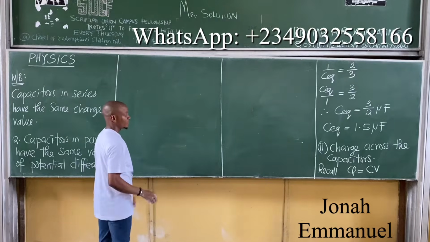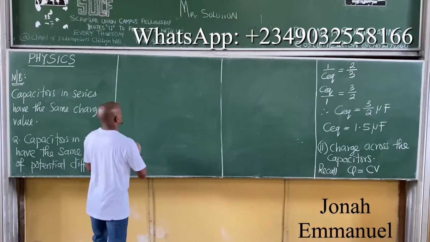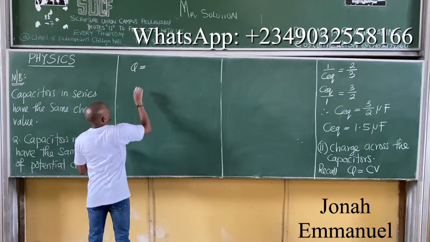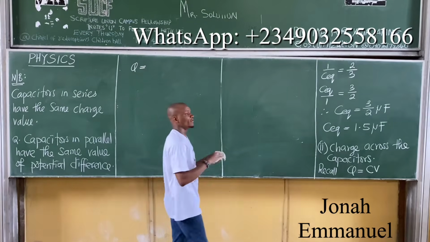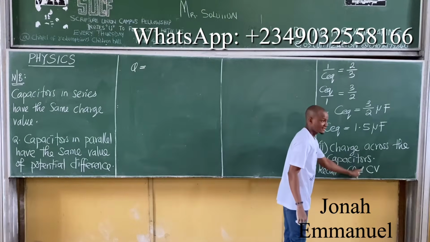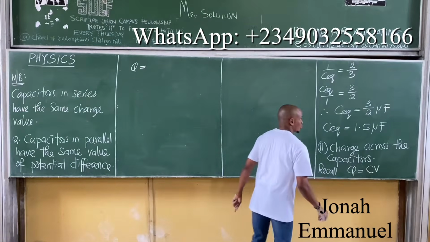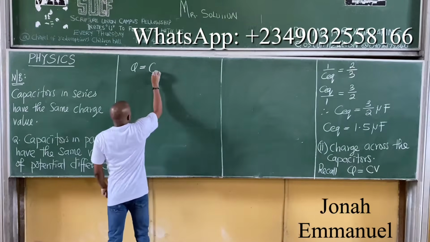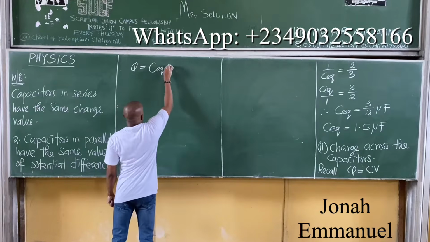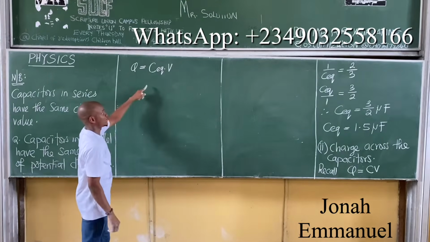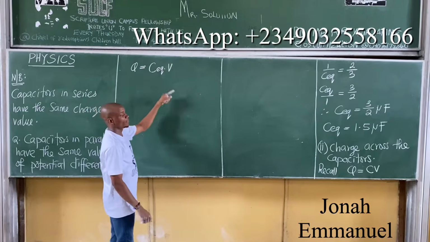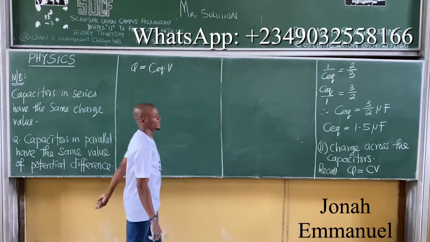Now listen. For this case, since I have multiple capacitances, Q is equal to what there? C equivalent times voltage. So you have to use the equivalent value since you have multiple capacitances.